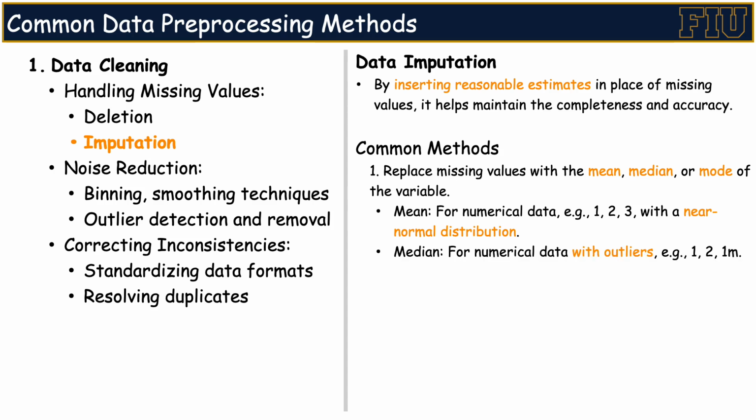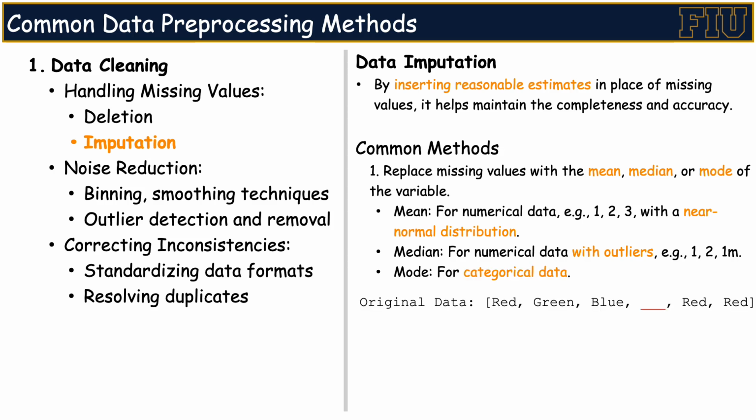When numerical data includes obvious outliers, like 1, 2, and 1 million, it's better to use the median instead of the mean. In such cases, the dataset no longer follows a normal distribution, and the median is less influenced by extreme values, making it a more reliable option for imputation.